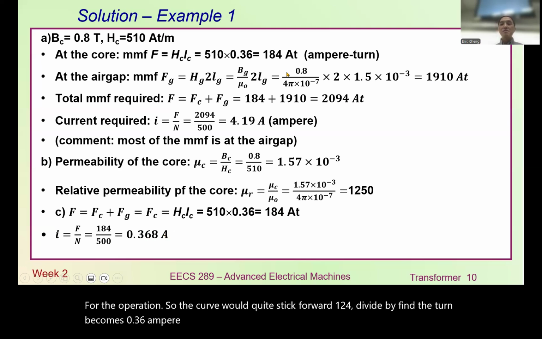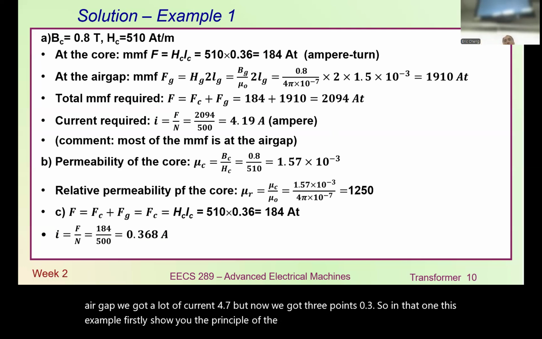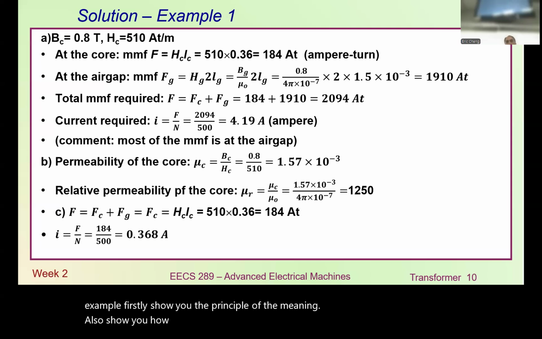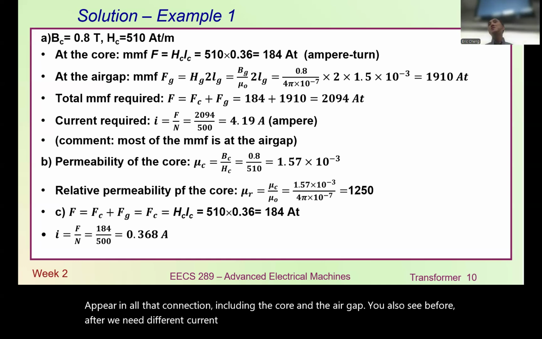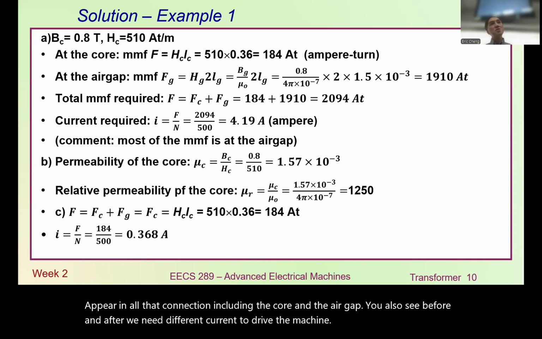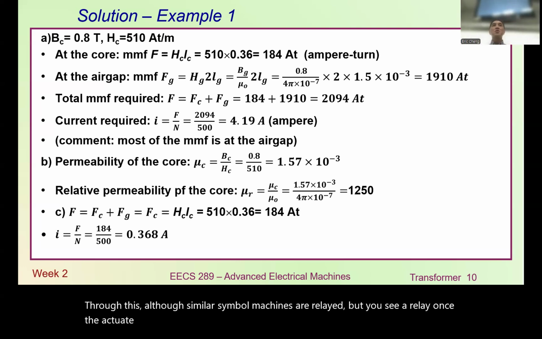So that means you can see that before we actuate them with air gap, we got a lot of current, 4 point something amp, but now we got 0.3. So this example firstly shows you the principle of the relay. Also shows you how the MMF appears in all that connection, including the core and the air gap. You also see before and after, we need different current to drive the machine. So this, although a very simple machine, a relay, but you see how the current looks before and after actuation. Just a really simple electrical machine.